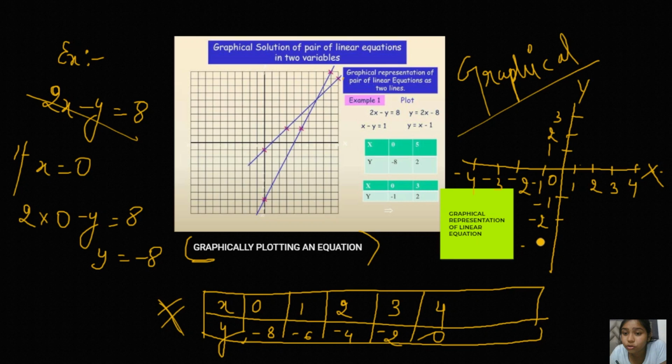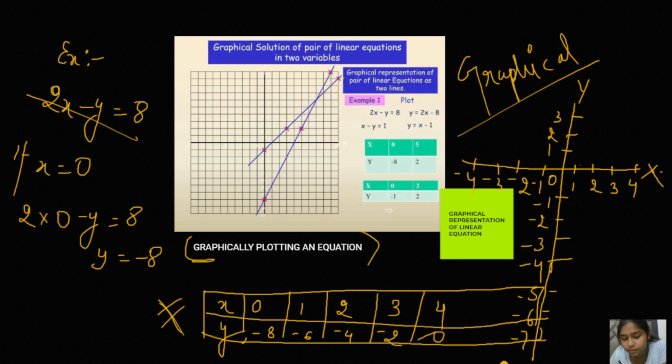Let me take another pen so that you can have a better understanding, right? So for x equals 0, y equals minus 8. First we have to plot y equals minus 8. So let's extend the line and plot more points, okay? Now we'll plot the points. Y is minus 8 here and x equals 0 here. So this is the first point, right?